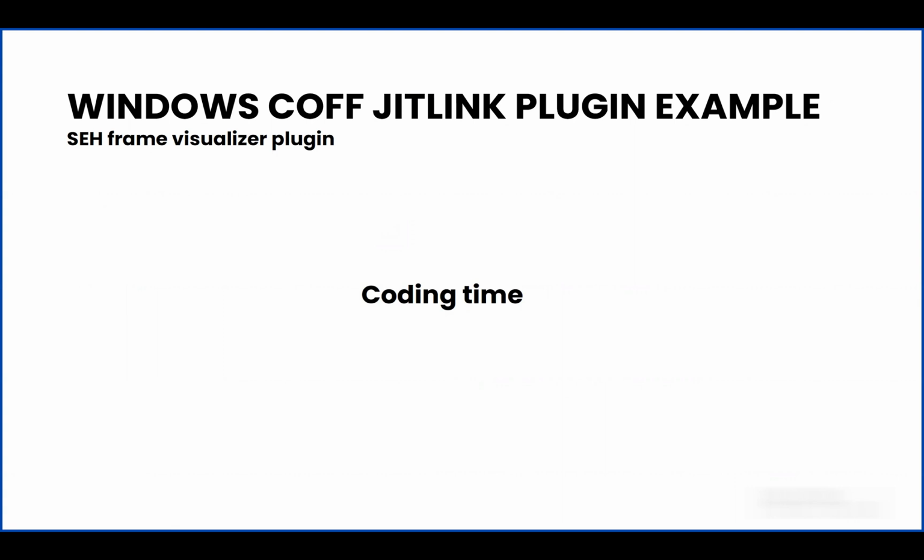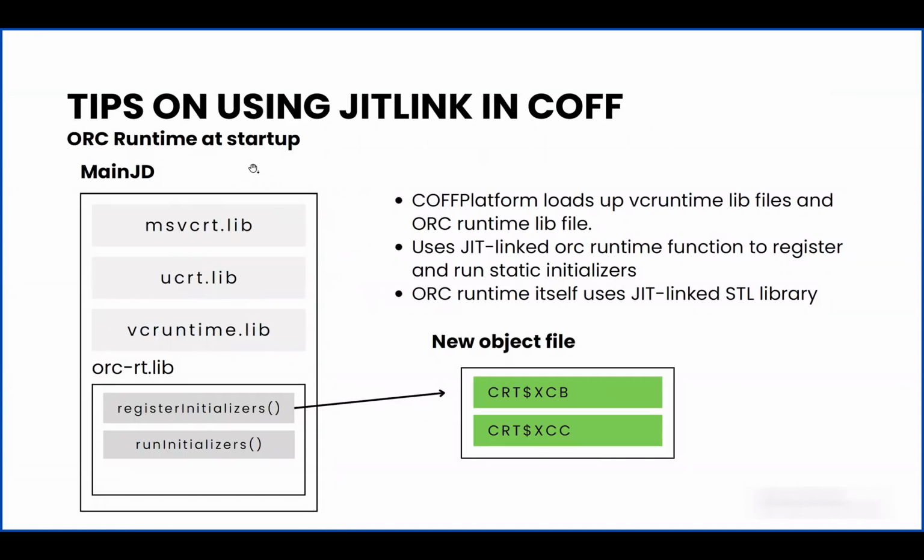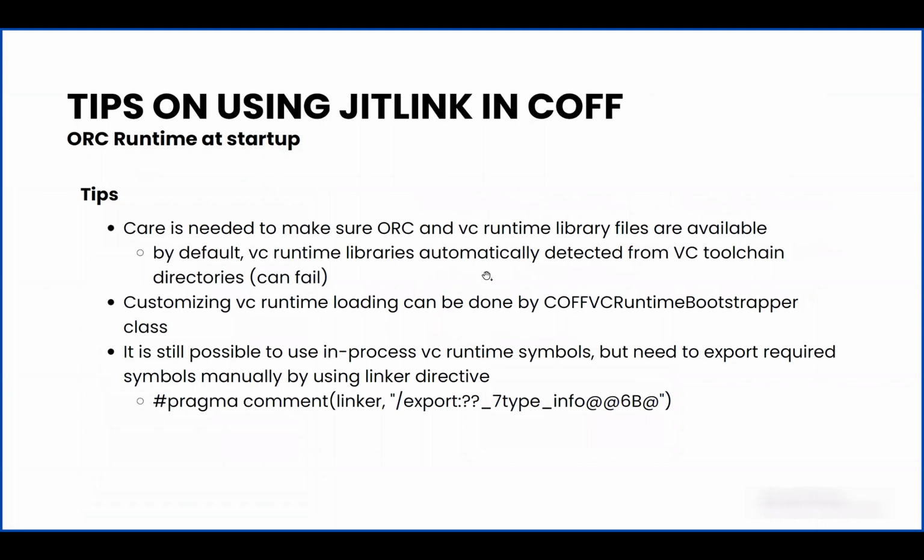Finally, I want to talk about some tips on using JITlink inside the COFF. There's some various details to it. So when ORC runtime is loaded up, it actually loads up PC runtime library files such as msvcprt.lib. And we do this because these files are required to load up ORC runtime because we have to JITlink the ORC runtime files too. So clients need to make sure ORC and PC runtime library files are available. The PC runtime library files are automatically detected from VC toolchain directories, but this can fail if the user doesn't have a VC toolchain installed.